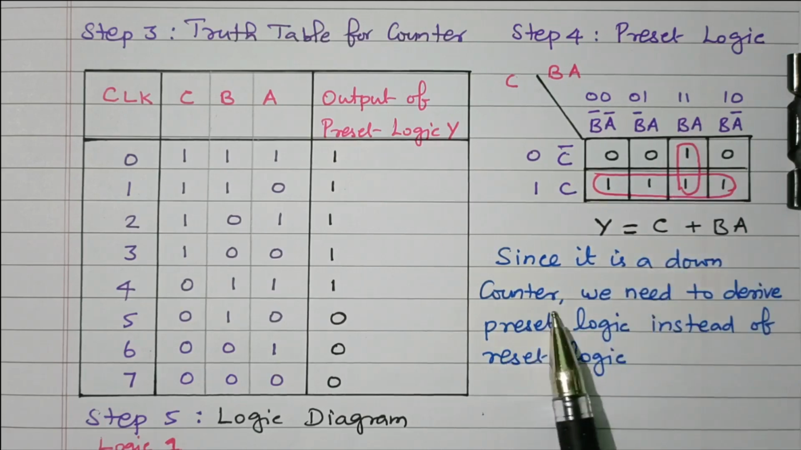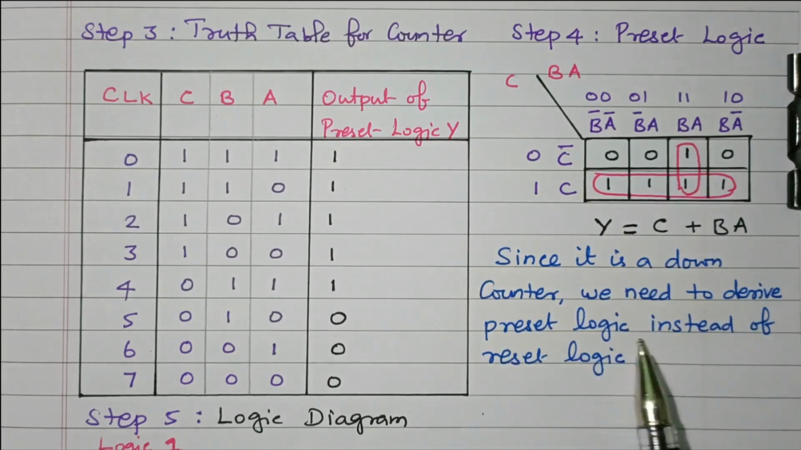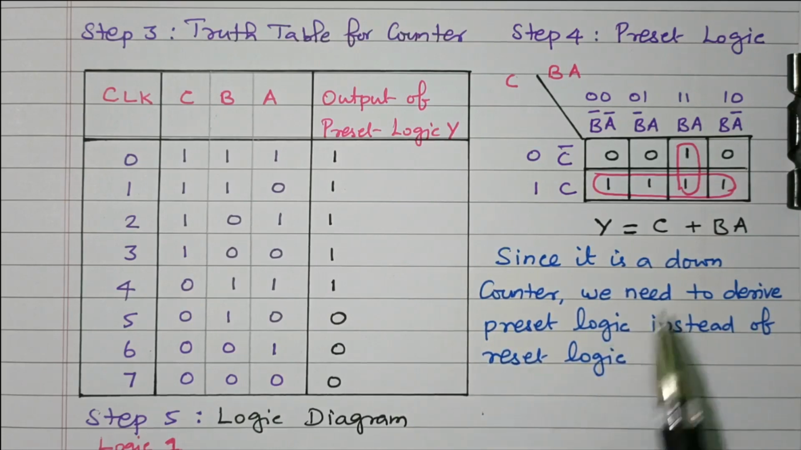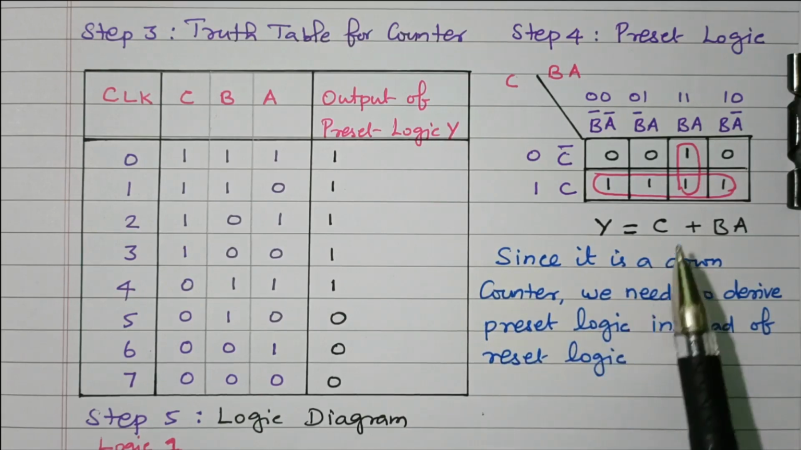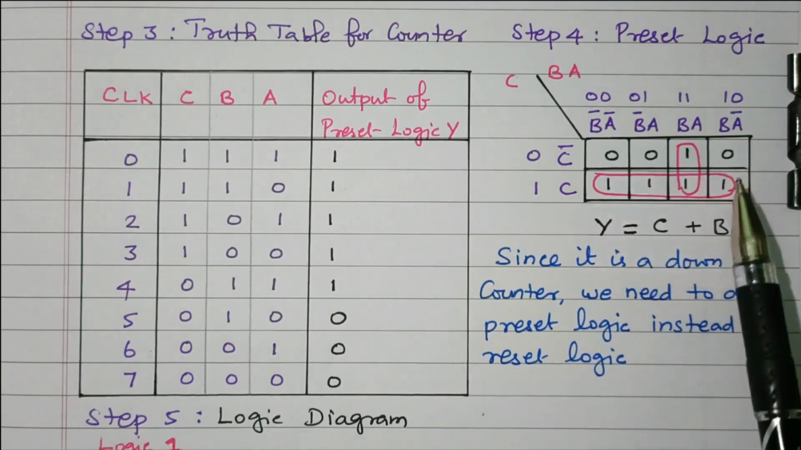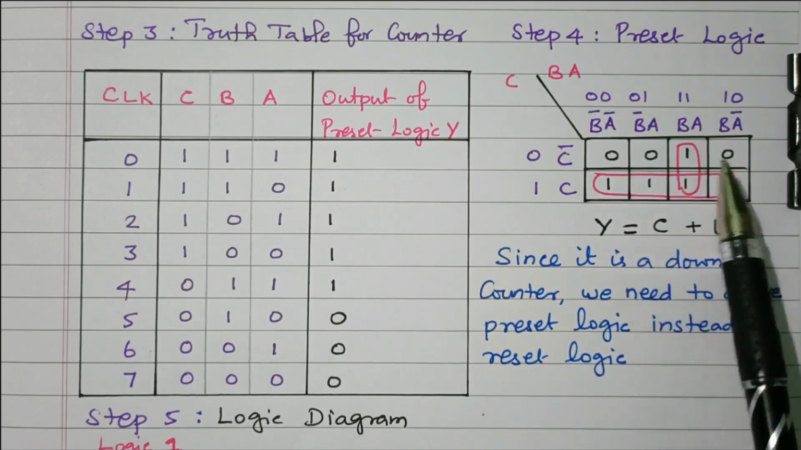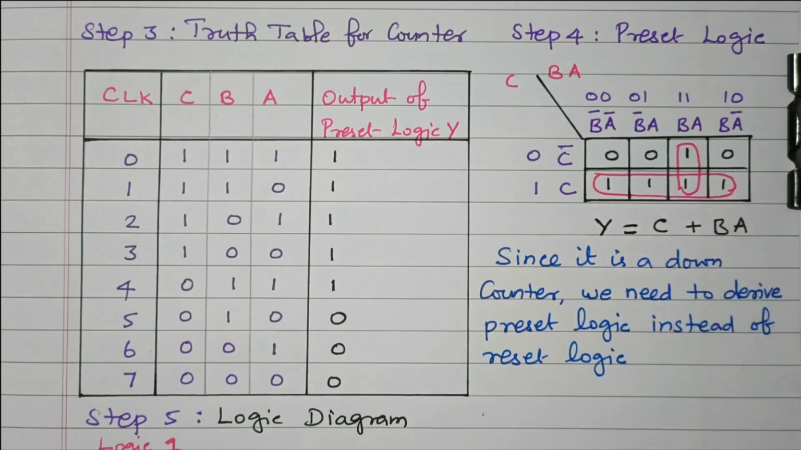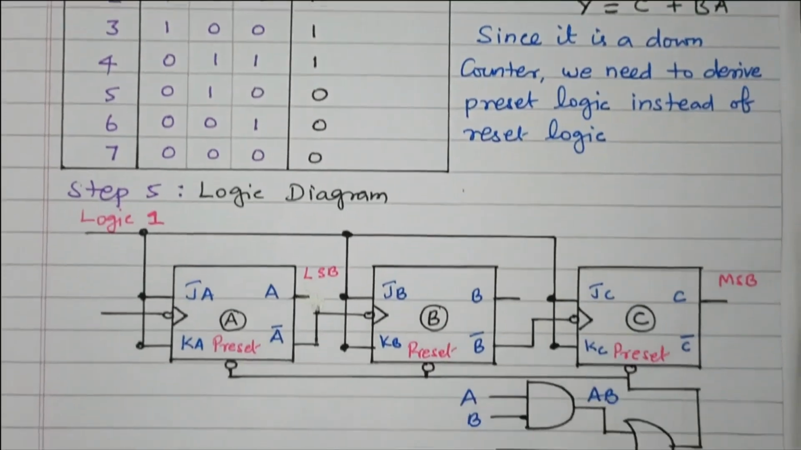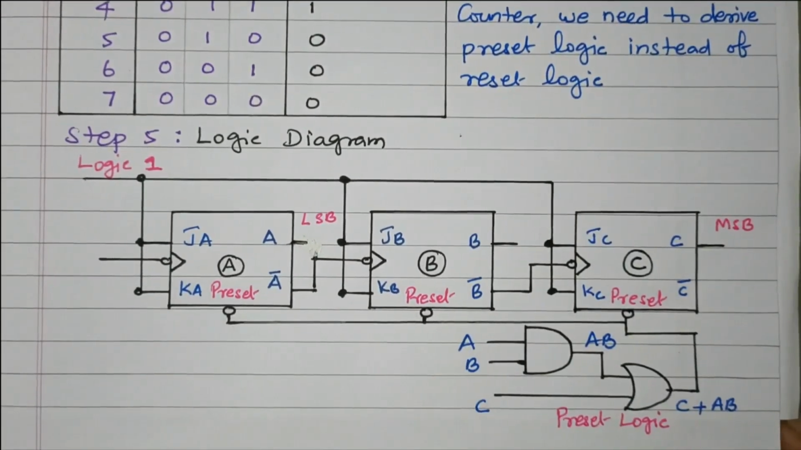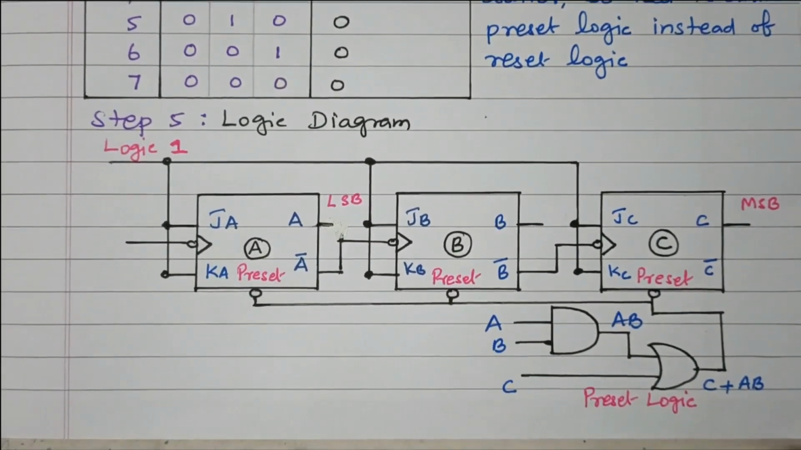Since it is down counter, we need to derive the preset logic instead of reset logic. Right? Up counter means we are using reset logic. Down counter we are using preset logic. So that it will go from this 0, 1, 2, it will not execute. 0, 1, 2, 0, 1, 2, 3, 4, 5, 6, 7, it will execute because of preset logic. Now we'll see the logic diagram. Based on the design, we'll go for the logic diagram.